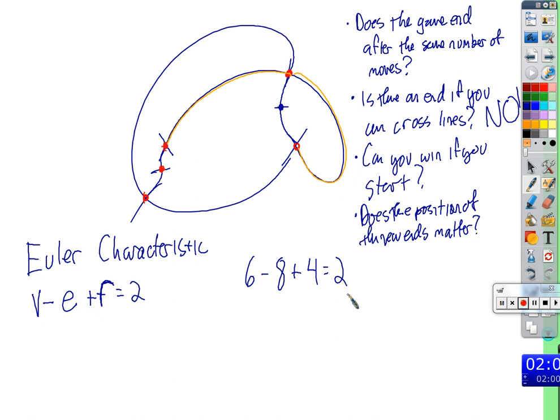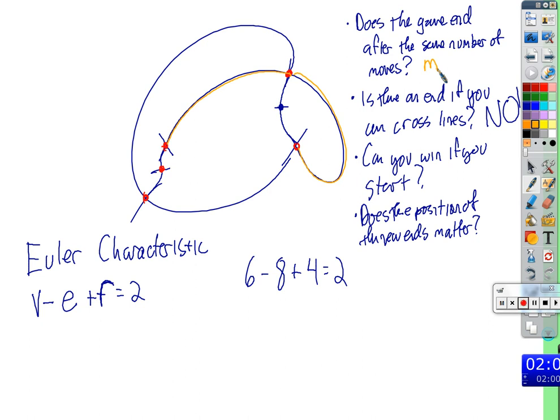Okay. So I want you to think about this, and if you make progress on this, that's all I would like to see. Consider this question. Does the game end after the same number of moves? Okay, let's call that number of moves M. And this is going to lead into our talk about functions. Functions are really important to be able to understand, and they're pretty simple.